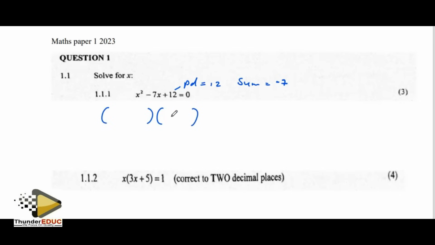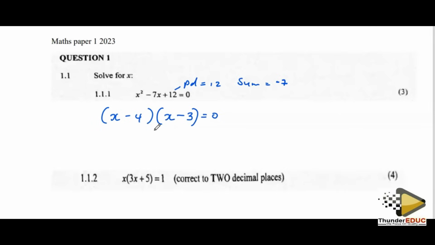So if I use the factor method, whereby I have my two brackets equal to 0, it's going to be x minus 4 and then x minus 3. Because negative 3 and negative 4 will give me positive 12. When I add negative 3 and negative 4, I get a negative 7.